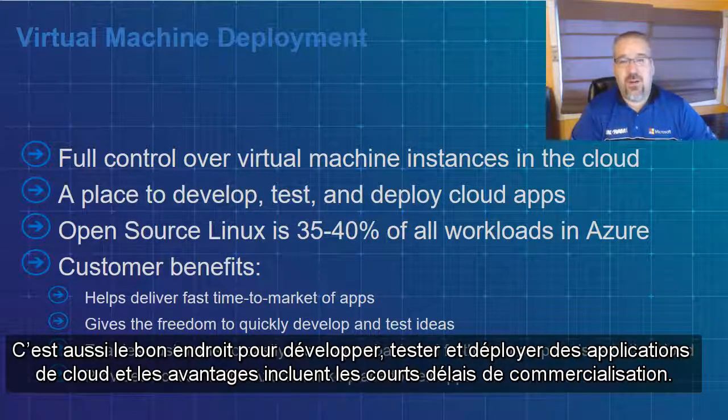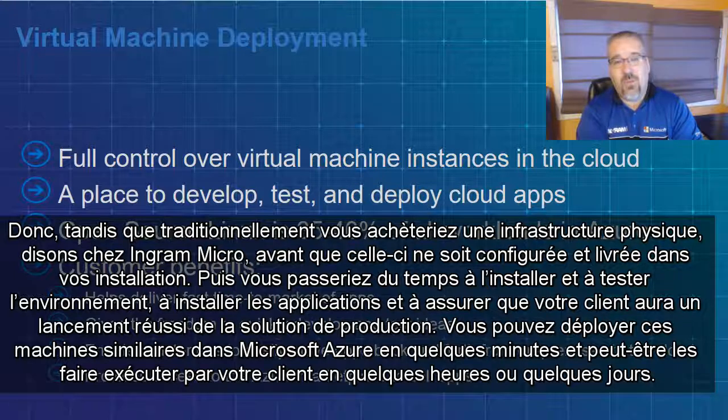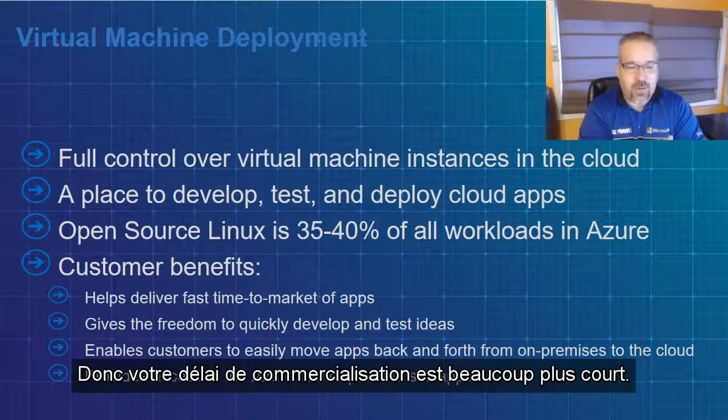And the benefits are fast time to market. Whereas you traditionally would buy physical infrastructure, say from Ingram Micro, by the time you get it configured and delivered to your facility, and then you spend time to put it together and test the environment, install applications, and make sure your customer will have a successful launch of a production solution, you can deploy those similar machines within Microsoft Azure in a matter of minutes and perhaps have your customer up and running in a matter of hours or maybe a couple of days. So your time to market is much, much quicker.